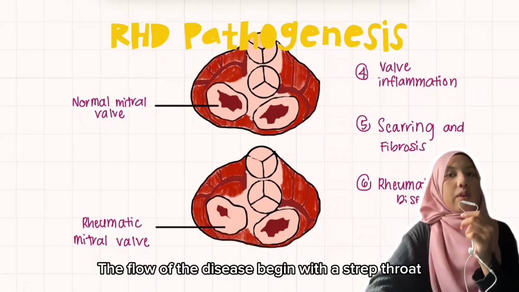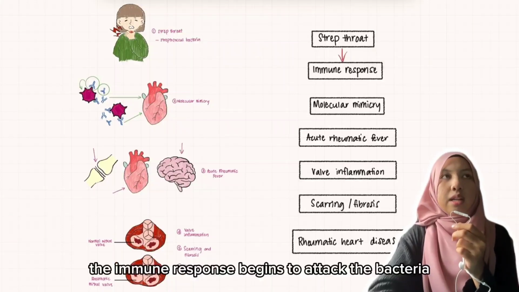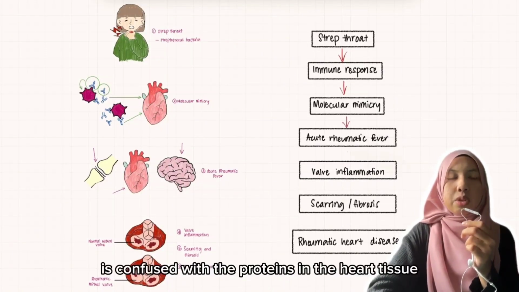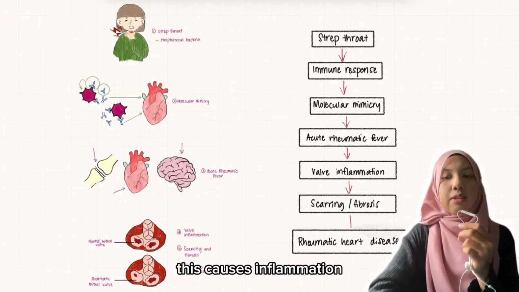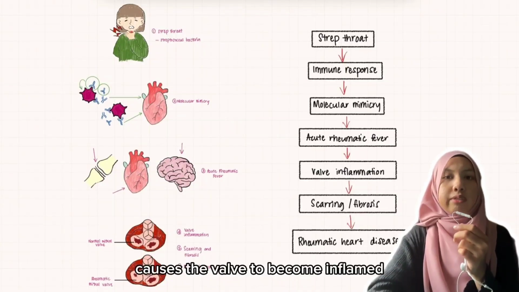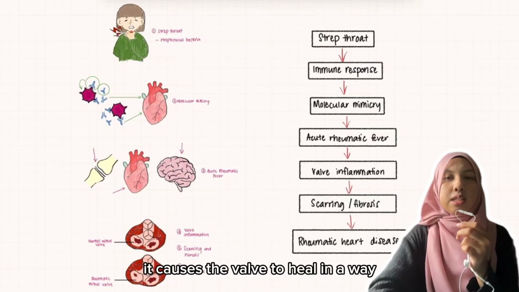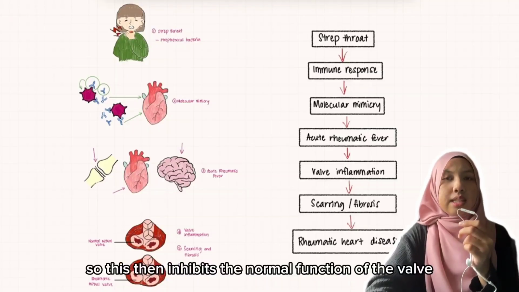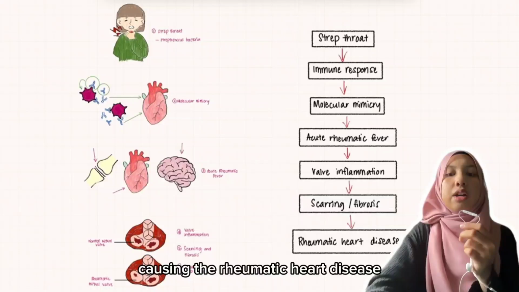So basically, the flow of the disease begins with a strep throat and it activates the immune response. The immune response begins to attack the bacteria. However, it also gets confused with the proteins in the heart tissue, known as molecular mimicry. This causes inflammation. The inflammation causes rheumatic fever. Rheumatic fever causes the valve to become inflamed, and during the healing process, the valve heals in a way that forms fibrosis and scarring. This then inhibits the normal function of the valves, causing rheumatic heart disease.